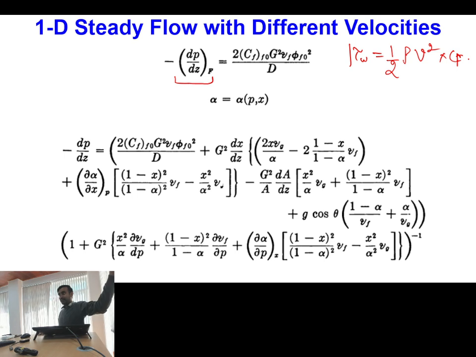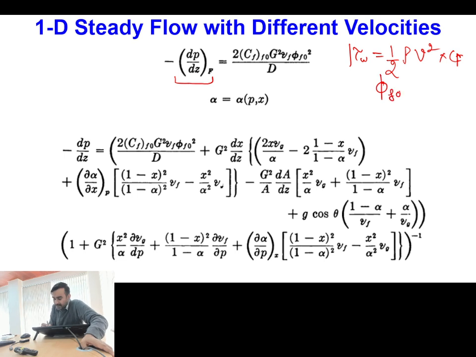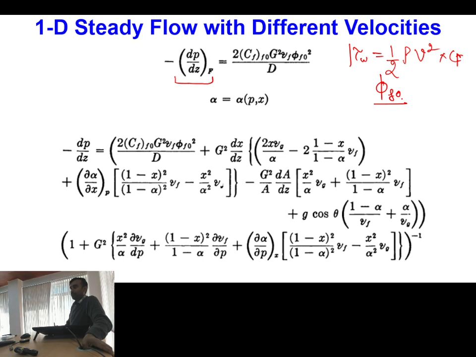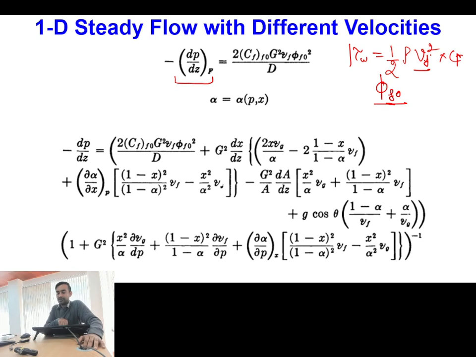If you see, in that case we defined a two-phase multiplier. The two-phase multiplier was phi. If I write phi FO, the two-phase multiplier for fluid, then I will only be using the velocity of the fluid medium, because the two-phase pressure drop I can write in terms of the single phase pressure drop multiplied by the two-phase multiplier square.